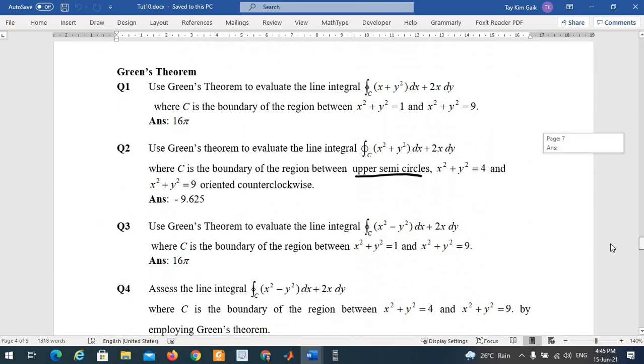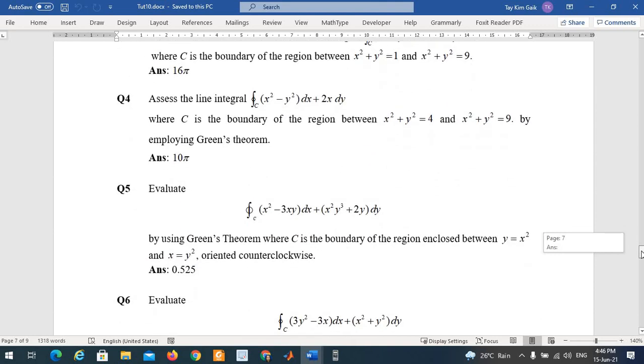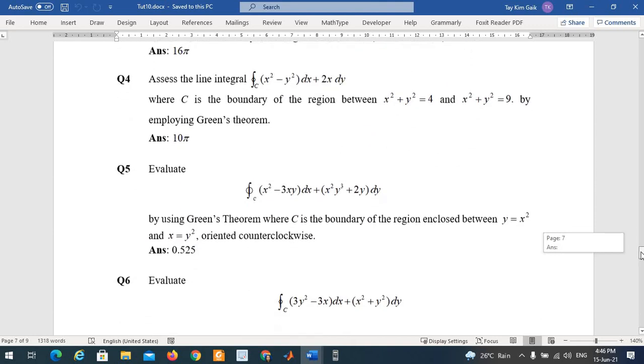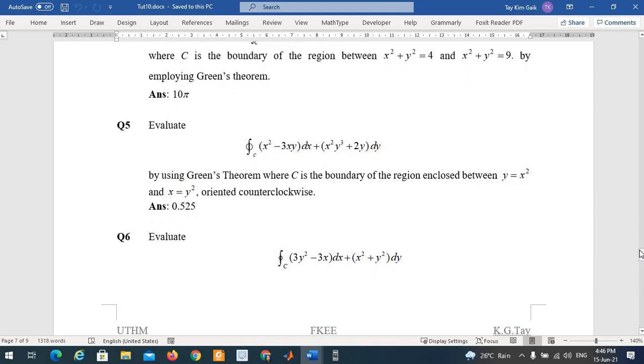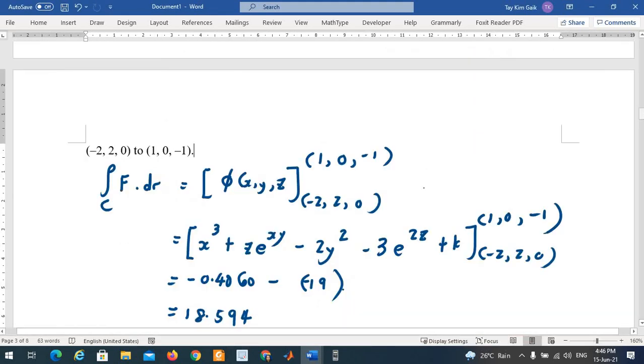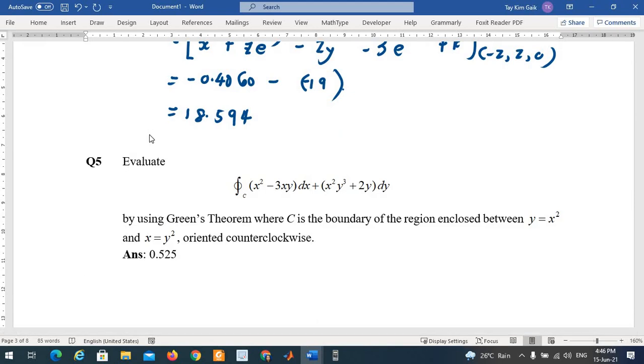Move to one question in Green's theorem. Okay, last night we have seen question 1, 2, 3, 4. I think almost the same function. We look at a little bit different questions. Let's say question 5. Green's theorem, question 5. This is Green's theorem.